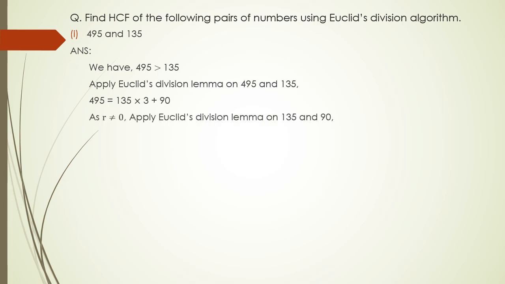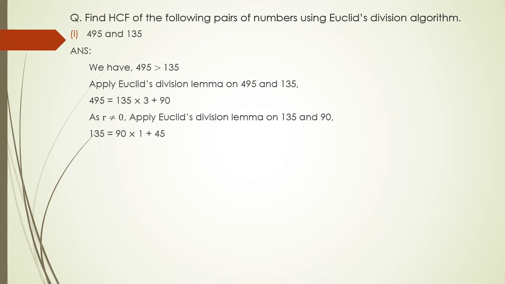So as the remainder is not equal to 0, we will apply Euclid's division lemma on 135 and 90. That is, we will divide 135 by 90 using long division. You see what remainder and quotient we get there. When we divide 135 by 90, we get quotient 1 and remainder 45. So this can be written as 135 is equal to 90 multiplied by 1 plus 45.